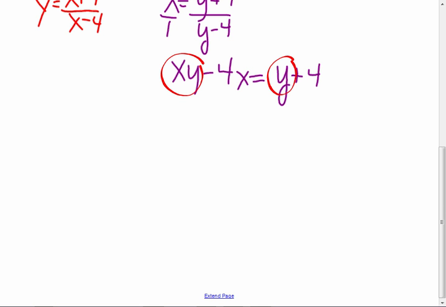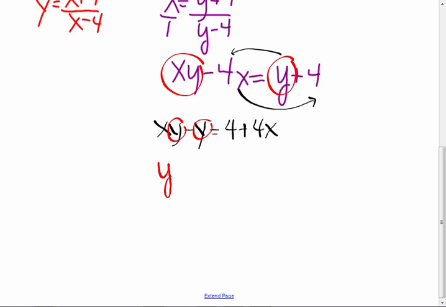So the y's are on opposite sides. Now, can you do this as quickly as I can? I'm going to put this y over there and then minus 4x over there. You can show all the steps if you'd like, but you're now in calculus. I think you can do this. It's x times y minus y equals 4 plus 4x. Now the question is, what do you do here? Oh, you guys remember. Good. You factor y, so it's y times x minus 1 equals 4 plus 4x.